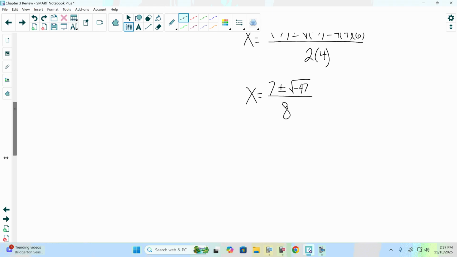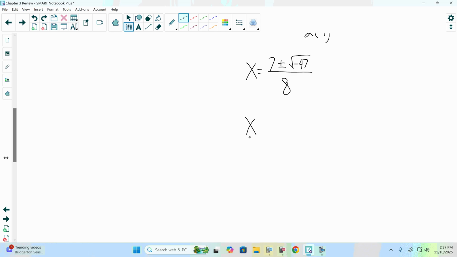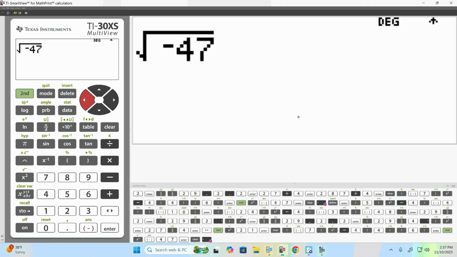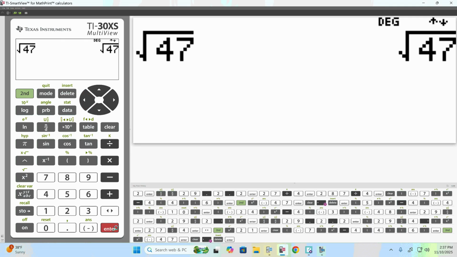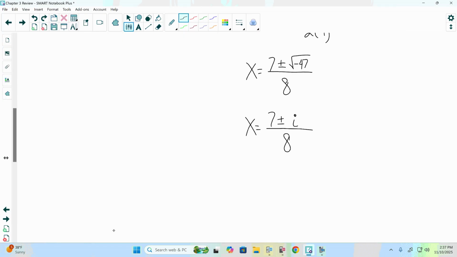But it does reduce, at least a little bit, because we know that the negative is going to come out as i. I will count off if you do not take that negative out as i. Because we've got to take that negative out as i, leaving us with the square root of 47. And the square root of 47 is square root of 47.